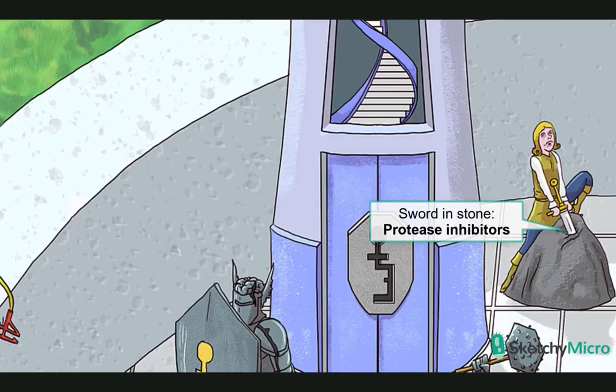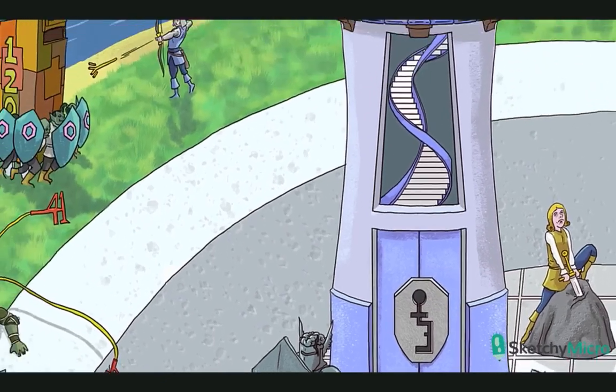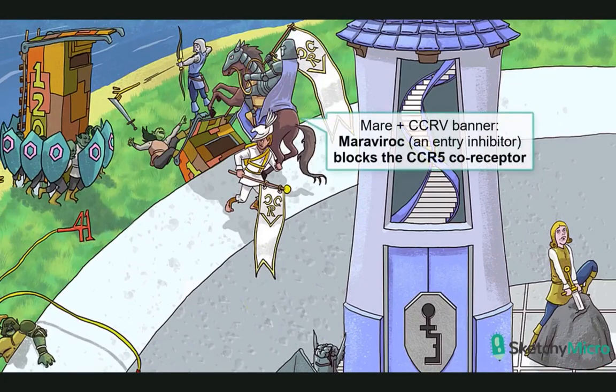So far, we've talked about the drugs that target the major HIV enzymes, and therefore work inside the host cell or in the newly budded virion. But there are also agents designed to prevent HIV from entering the host cell in the first place. First up, Maraviroc, a CCR5 inhibitor. This drug works by blocking the CCR5 co-receptor on host cells, preventing the virus from gaining entry.